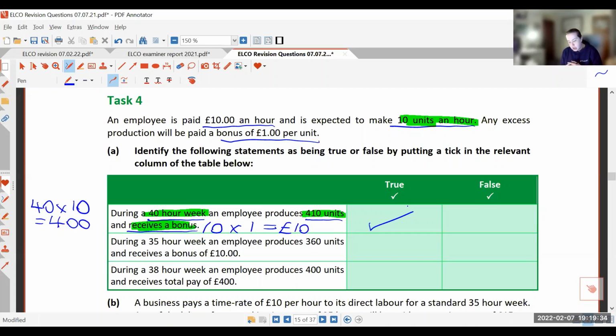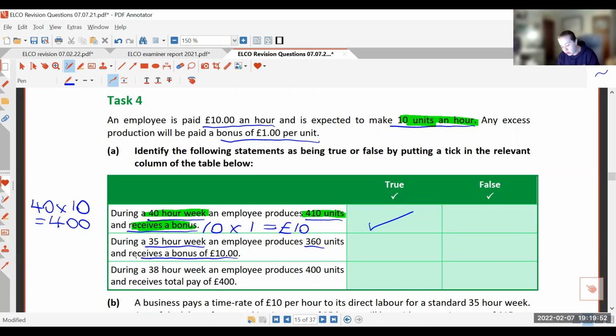So we'll have a look at this second one. So we've now got a situation where we're dropping the hours. We've got a 35-hour week, and the employee has produced 360 units, and they've received a bonus of £10. So we're getting a little bit more in depth now. We're actually told how much bonus they've got.